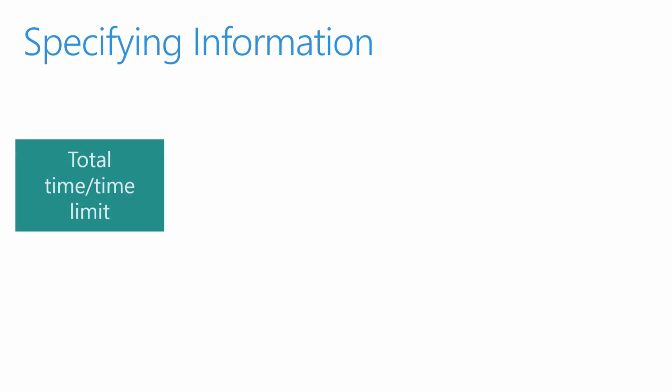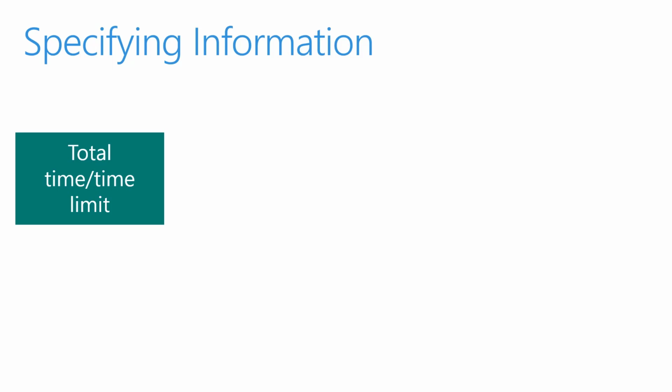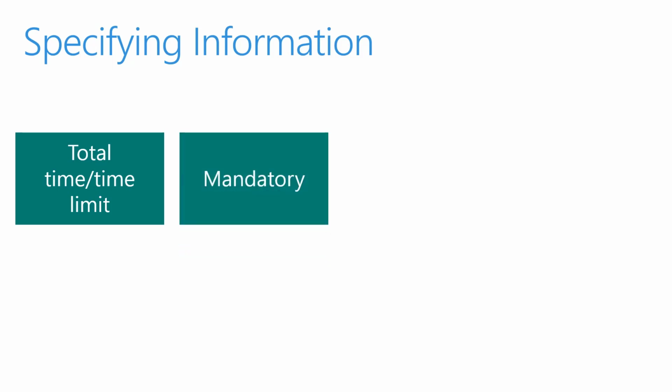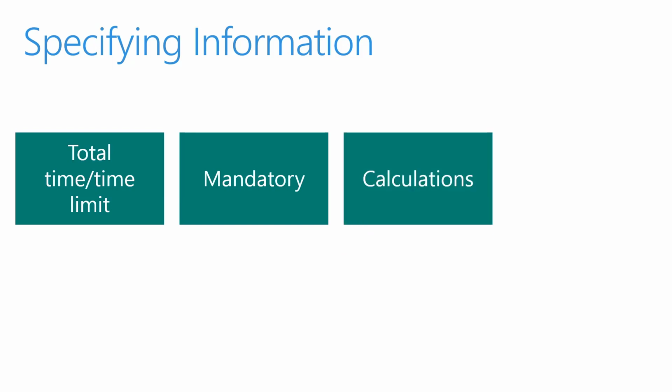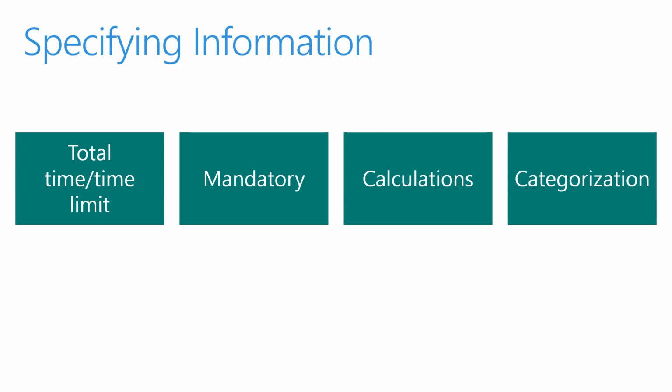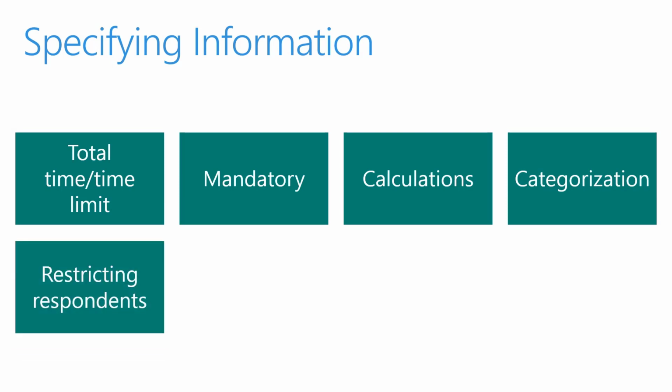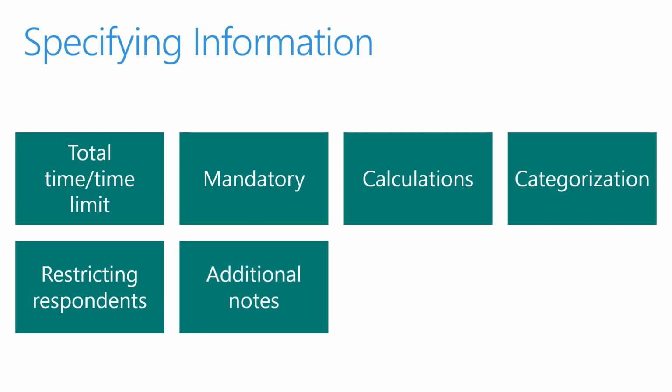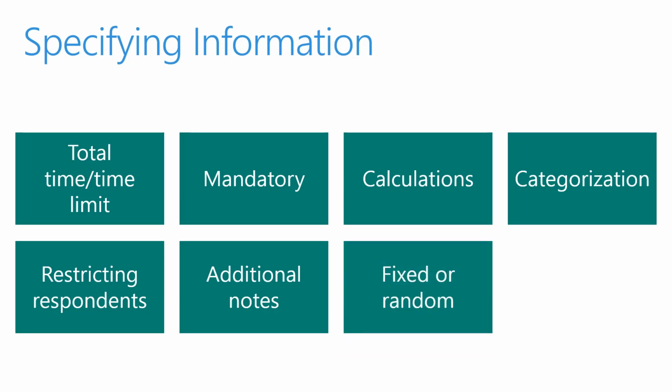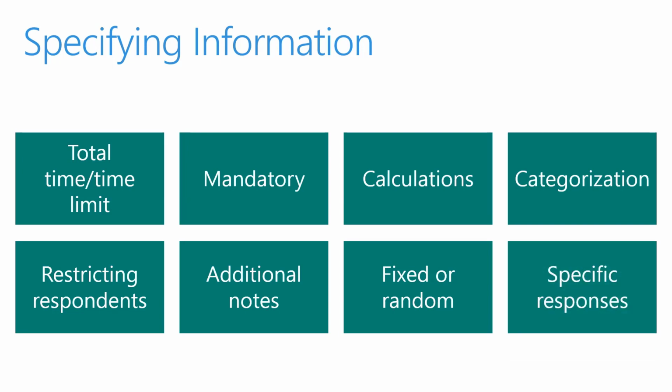For each questionnaire, you can specify the following information: the total time or time limit to answer mandatory questions, whether all questions are mandatory, whether to calculate points on a questionnaire, how to categorize results, whether the questionnaires will be available to a restricted set of respondents, whether additional notes are required in order to clarify the intent of the questionnaire for the respondents, whether to display questions in a fixed order or randomly select them from a pool, and then finally, whether questions will be asked only if specific responses are given for previous answers.